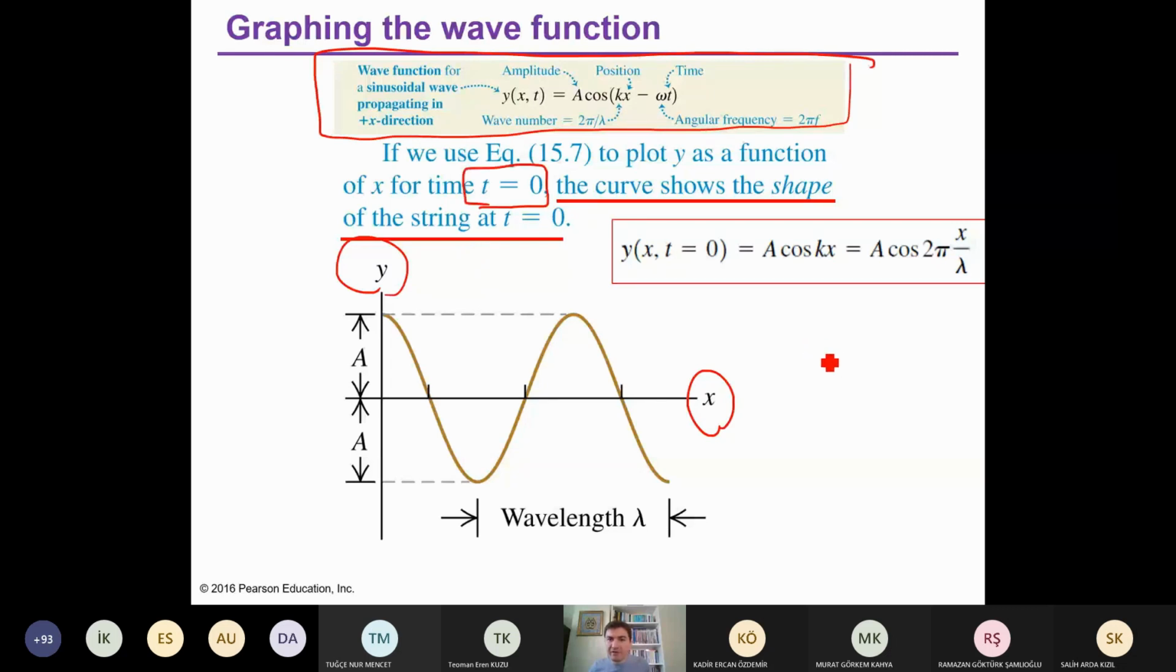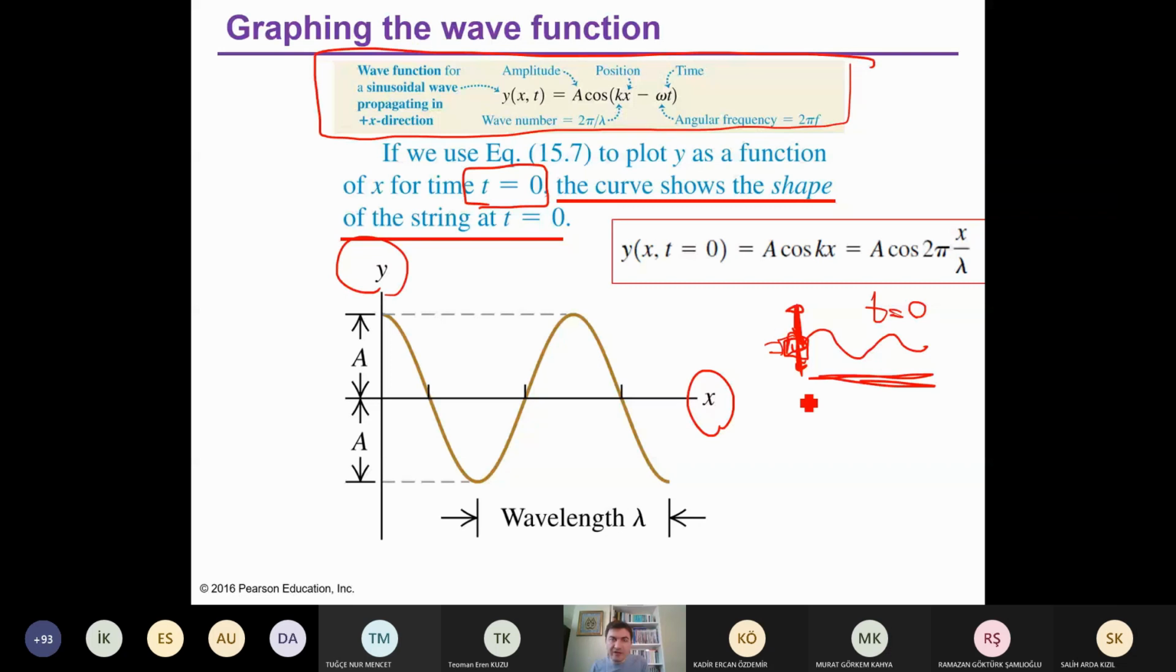You have a string and you apply a force by hand, okay, in this direction, or with some certain system, you applied a force and you produced a wave on the string. And when the time is 0, what is the shape of this string? We are dealing with the shape of the string, okay? Within this equation, instead of t, just use t is equal to 0.